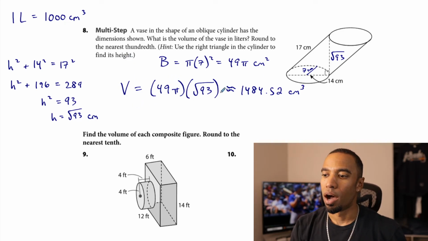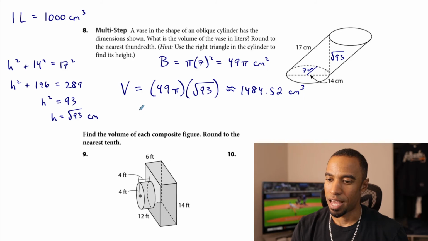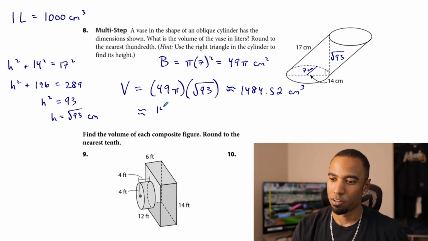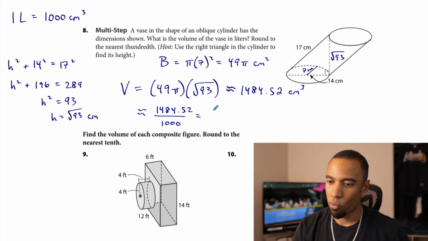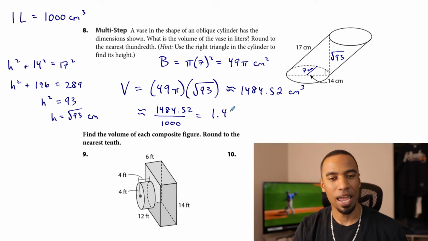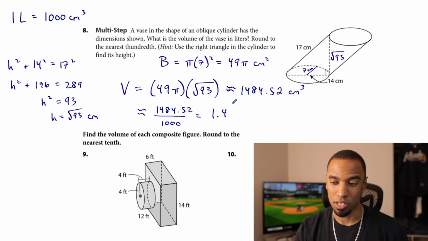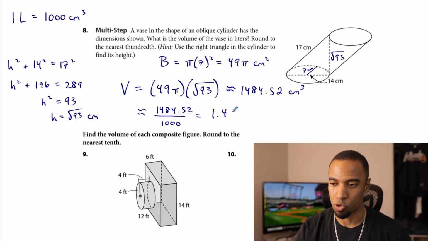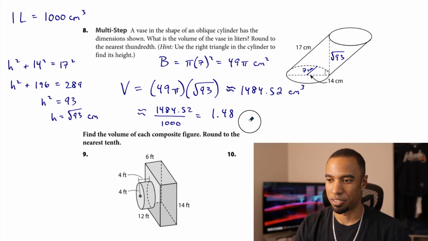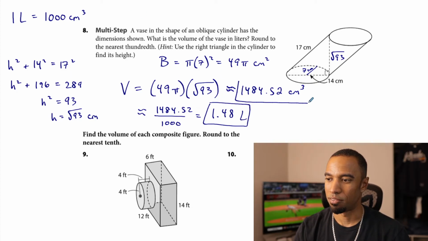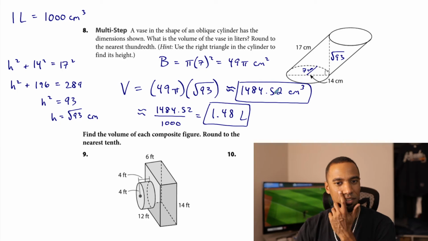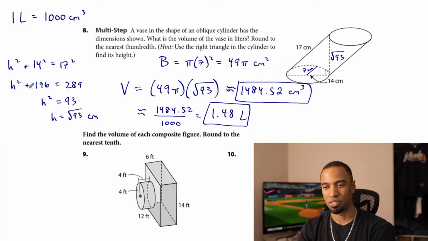Okay, so volume then, that is 1484.52 divided by 1,000, which is 1.484 blah blah blah. But they still want to the nearest hundredth, so I'm just gonna do 1.48. Not cubic centimeters, liters. This is fine. I barely even noticed that was shown up there.